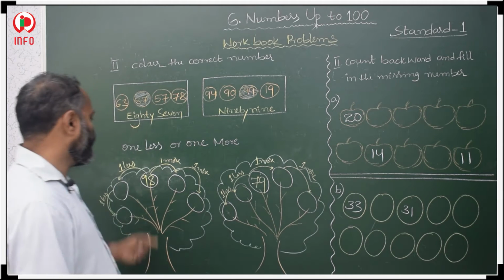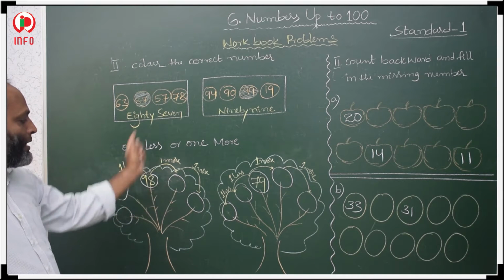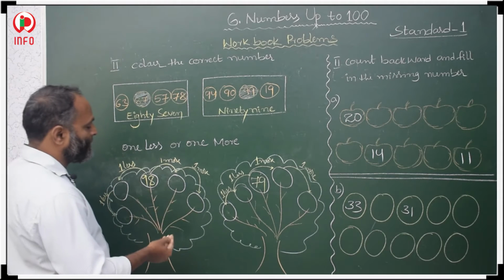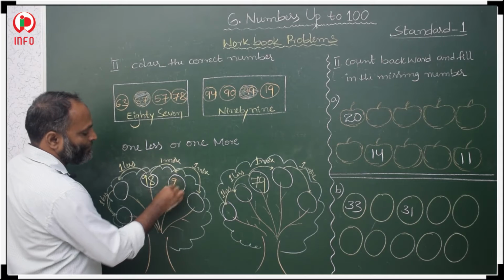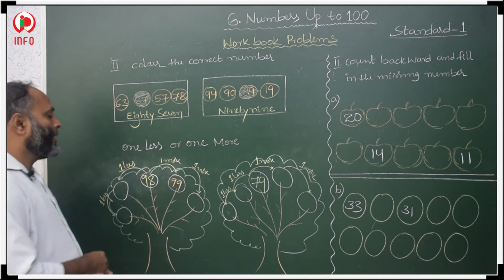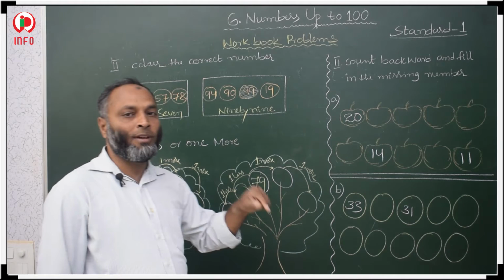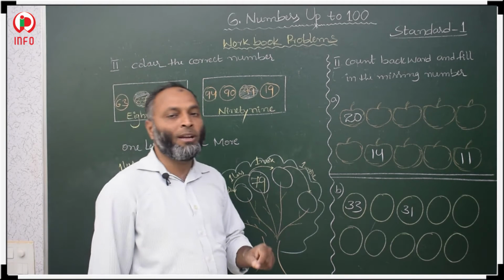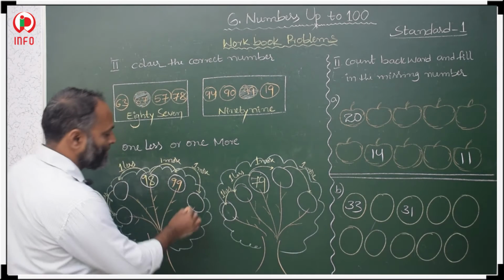Okay. Here 98 is given. 98 one more. One more means the very next number we have to write. After 98 which number will come? 99. Then 99 one more means 100. After 99 which number will come? 100.